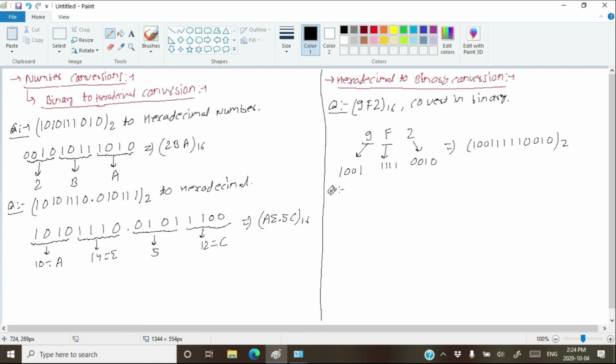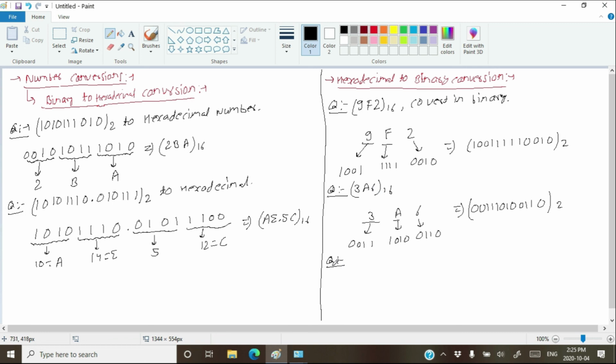The other example is 3A6 in hexadecimal. So write 3, A and 6, and represent them in 4 bits: 6 is 0110, A is 1010, and the 3 is 0011, and write the bits one after another. That means 0011, 1010, 0110. So this is the binary representation of the same hexadecimal number.